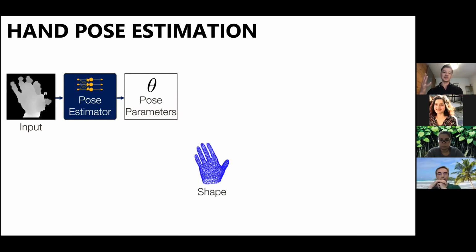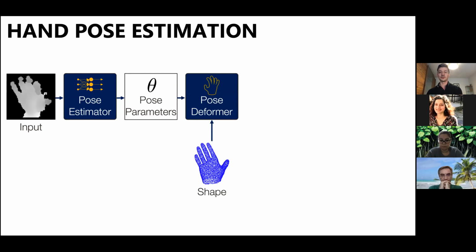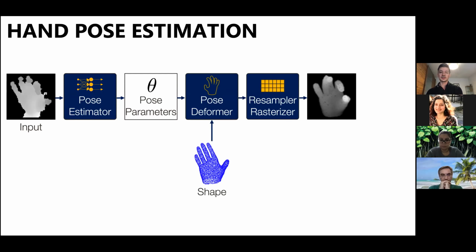So in this case, we have a hand shape. And then what you could do is basically use the pose parameters and the shape to deform the shape into the corresponding pose. And then you can actually render this. For this example, I'm just using a simple differentiable renderer. It's just a resample and rasterizer. So we can actually get the depth map out of this.